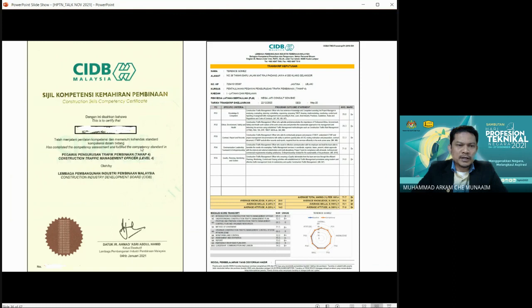Level 4 is stated over there, issued by CIDB Malaysia. The name of the program over here is Construction Traffic Management Officer, level 4. And any certificate of CIDB starting from June 2020 will also come with this transcript. So we have this transcript, keputusan, from this fella. I won't mention his name. The score is over here, and the grade is here. The modules attained are stated here.